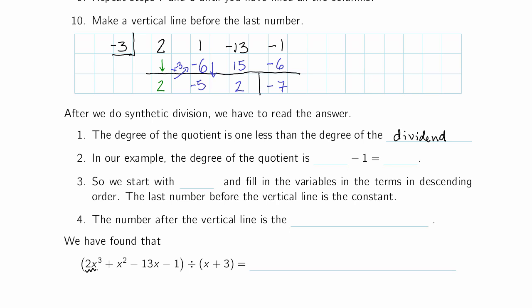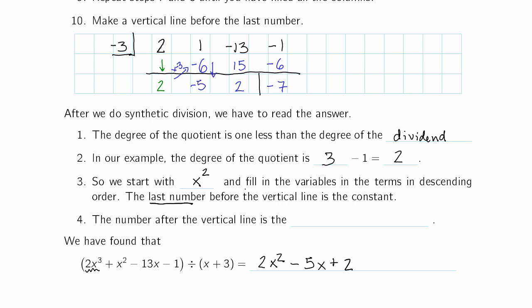In our example, our first term is 2x to the third. That's our highest degree term. The degree of our dividend is 3. So the degree of our quotient will be 3 minus 1, which is 2. We'll start with an x squared in our leading term. So we'll have 2x squared, and then we fill in the variables in descending order. So after x squared, we have a negative 5x to the first, that's just x, plus 2.